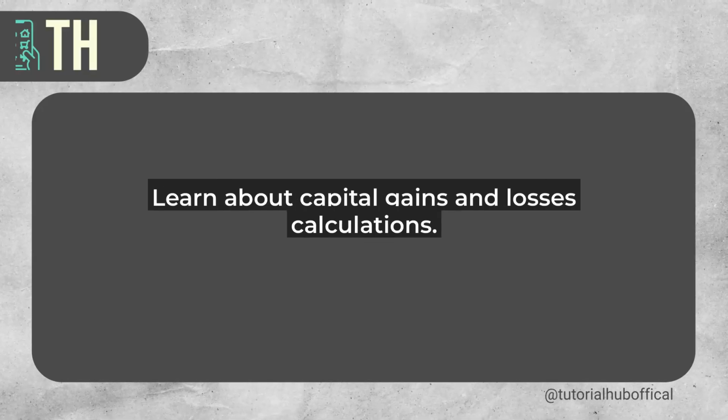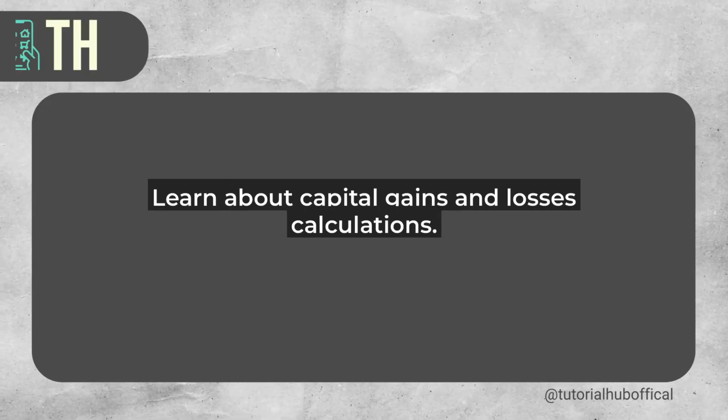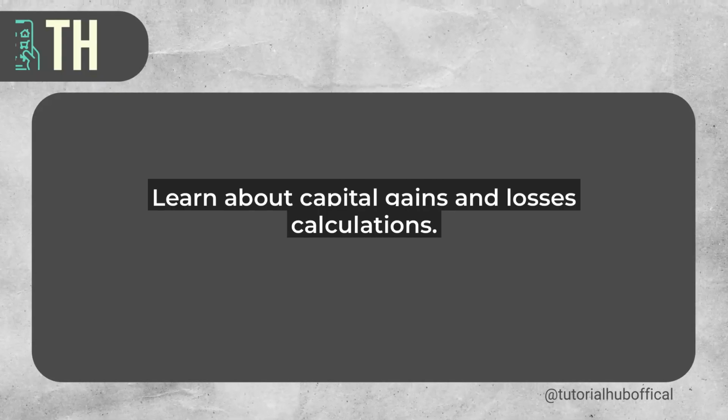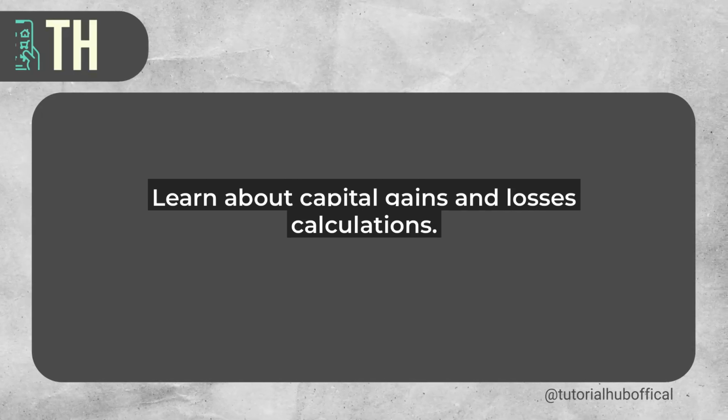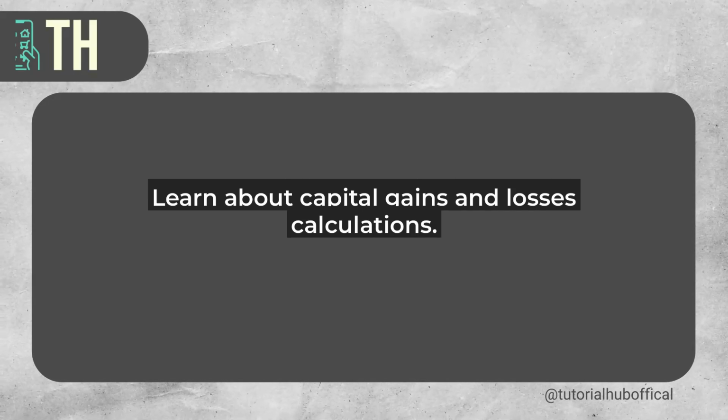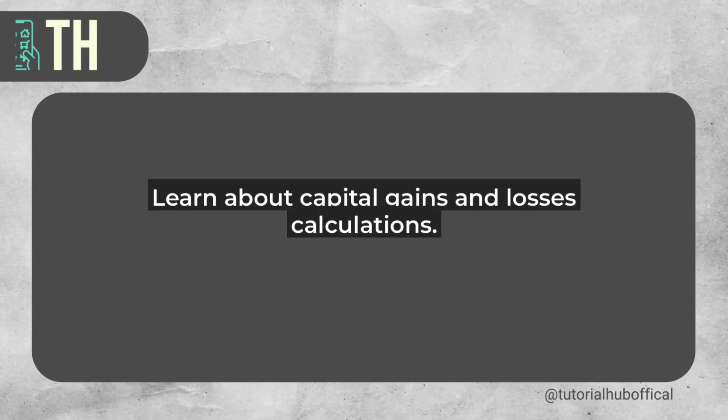Now, let's break down the key parts of the 1099-B. At the top, you'll see your personal info, like your name and account number. Scroll down to the Proceeds from Broker and Barter Exchange Transactions section. This lists all your buys and sells.